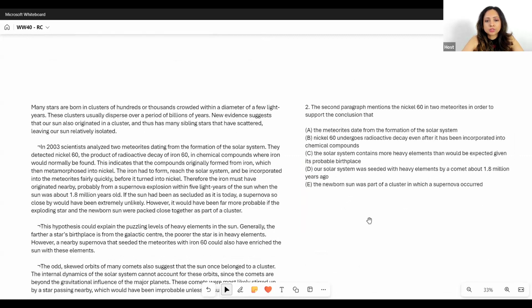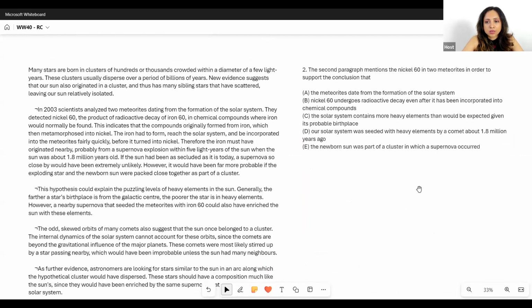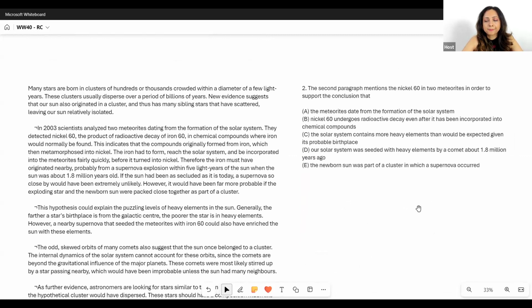I'll not put it right at the top. I'll move the passage in a bit. You read the question properly first. Yeah, it's visible now, right? The second paragraph mentions the nickel 60 in two meteorites in order to support the conclusion that.